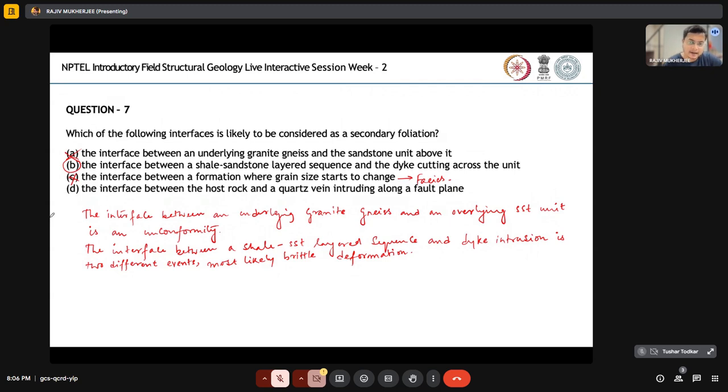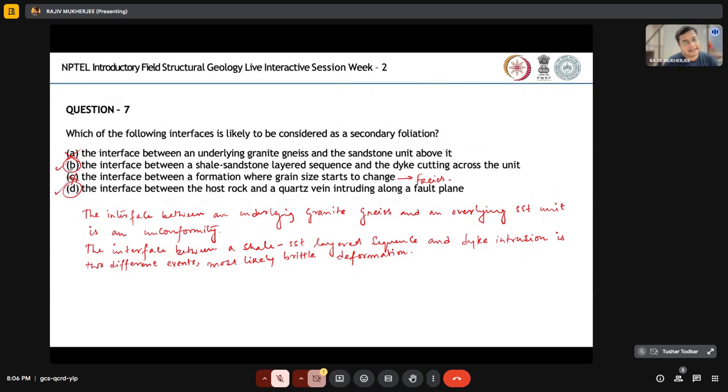Because fault is generally a brittle deformation signature, and we consider that it only occurs between rigid bodies, and therefore the rest of the material can be considered as undeformed, right? So for an undeformed host rock, even intrusion of quartz veins along a fault plane could give rise to local scale appearance of secondary foliations due to temperature driven plasticity or ductility within the rock. So in a similar sense as option B, option D can also be a correct answer.